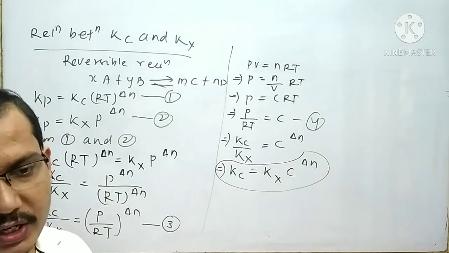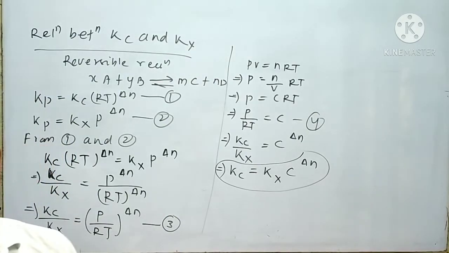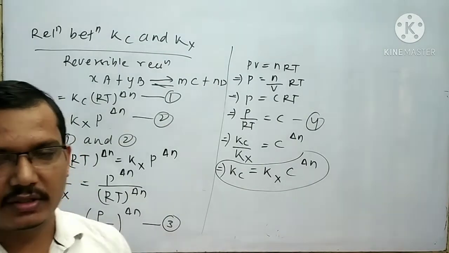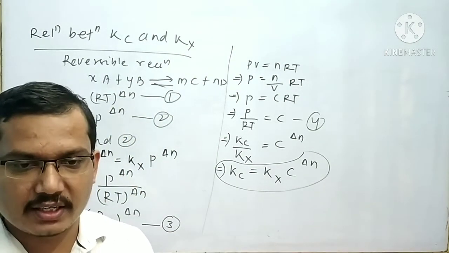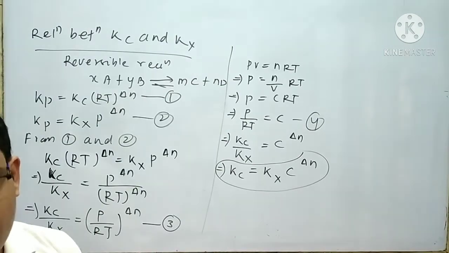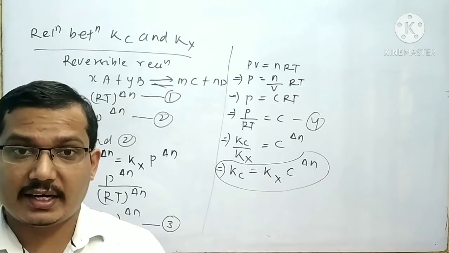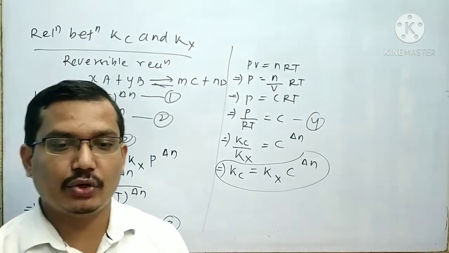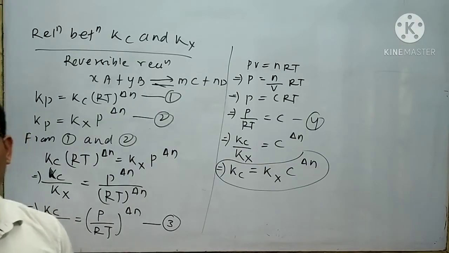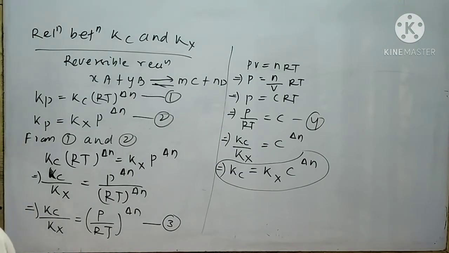Remember some important points: the concentration of a pure solid or a liquid is taken as unity. Similarly, remember another important point: the concentration of solvent is considered as constant because it is present in large excess and its concentration does not change appreciably during the reaction. Remember these two important points because they will be applicable for problem solving.